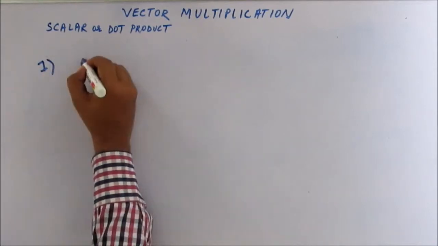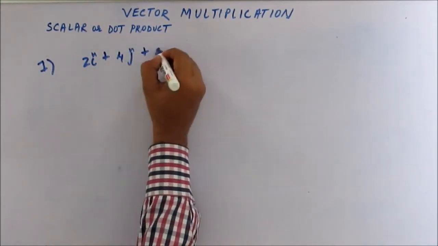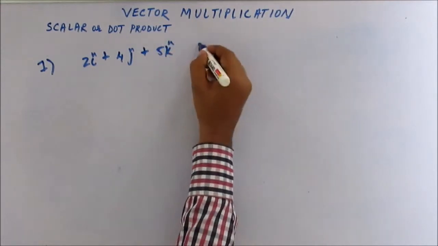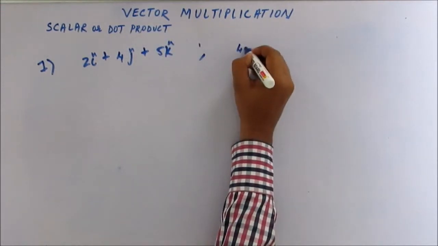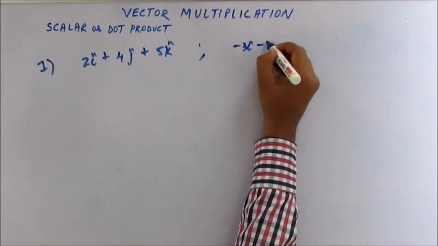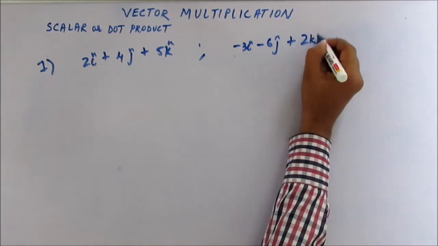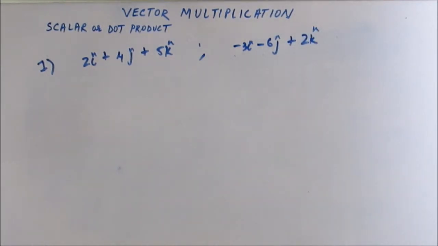So question number 1. 2i cap plus 4j cap plus 5k cap, this is a vector. Minus 3i cap minus 6j cap plus 2k cap, this is b vector. Now without paper, without pen, 10 seconds. Find the dot product of these two vectors.